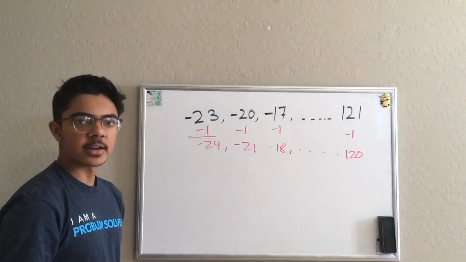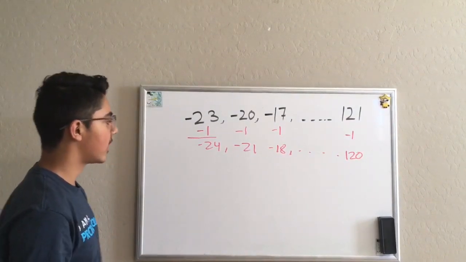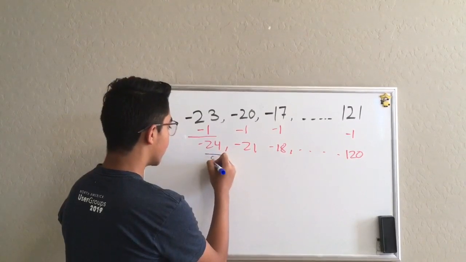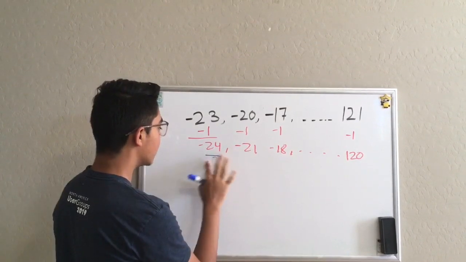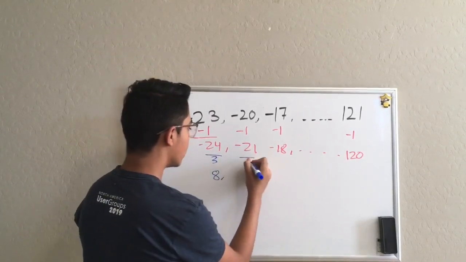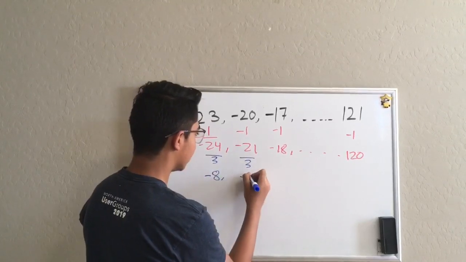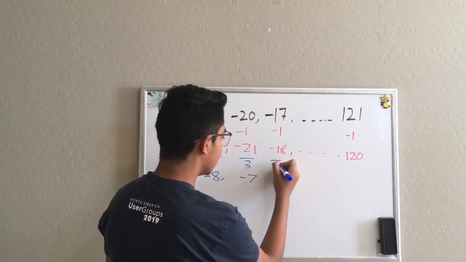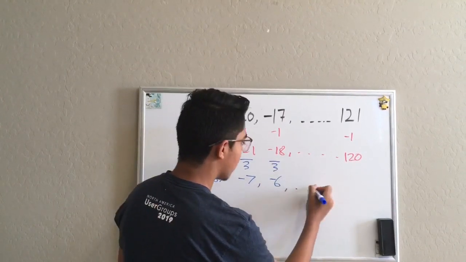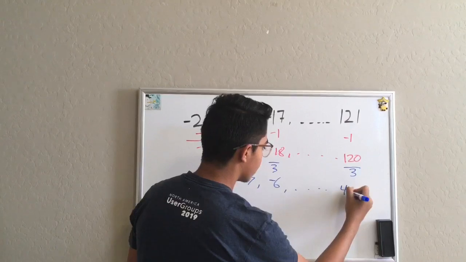And now this is like our last example, except with negative numbers. So we just do the same thing as before. We divide everything by 3. Negative 24 divided by 3 is negative 8. Negative 21 divided by 3 is negative 7. Negative 18 divided by 3 is negative 6. And so on until 120 divided by 3, which is 40.